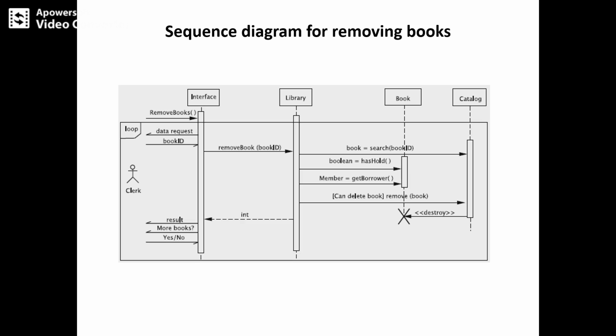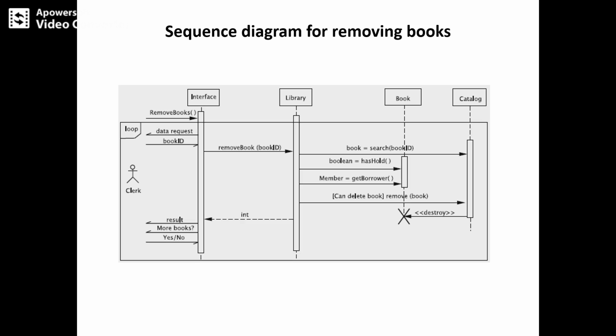As I told you, here also many books can be removed. There can be a larger number of books removed. So obviously we need to go for looping. Why is looping required? Because a larger number of books can be removed.